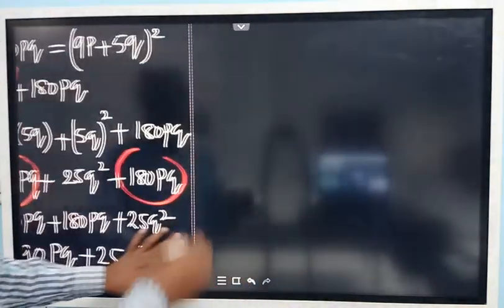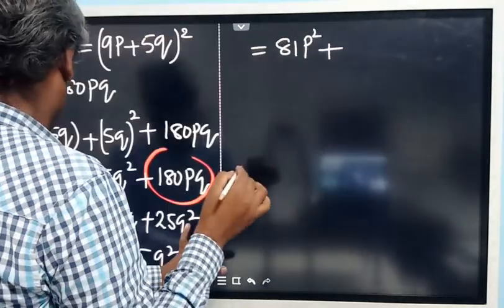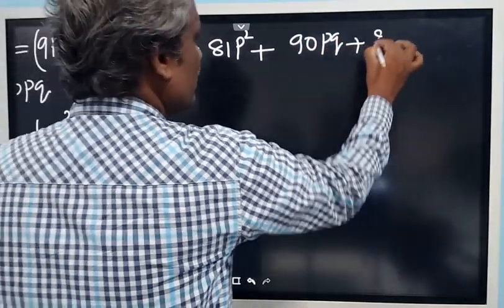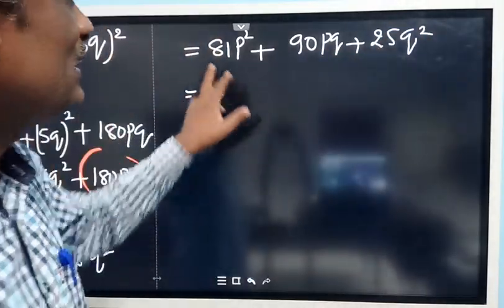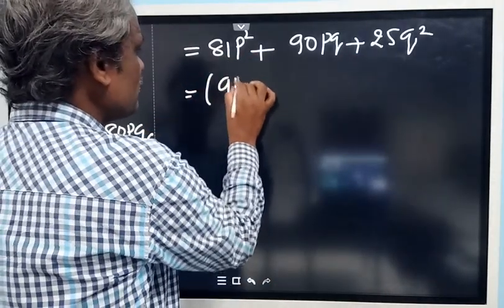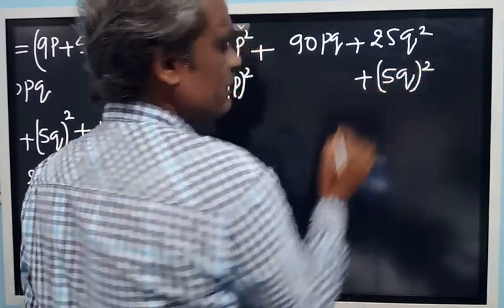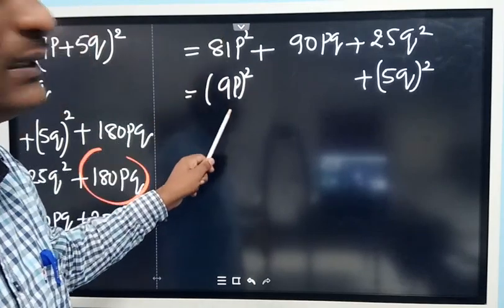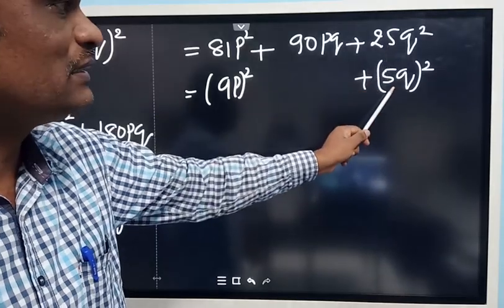Let us rewrite it once again. So I write once again 81p square plus 90pq plus 25q square. This portion is very important. See, I want to identify this. What is the value of a? What is the value of b? I write this as 9p whole square. And the last one 5q whole square. Okay, first term and last term you can finish first. 81p square can be written as 9p square. Last term 25q square can be written as 5q square.